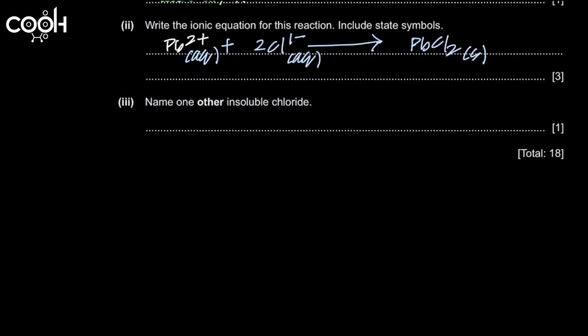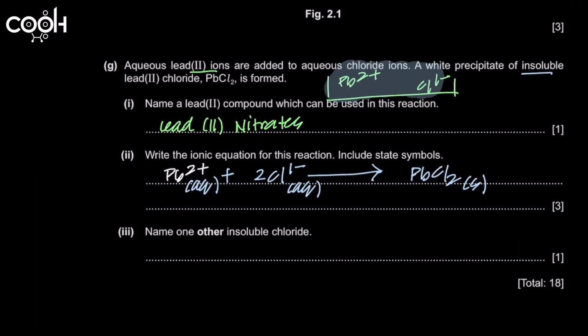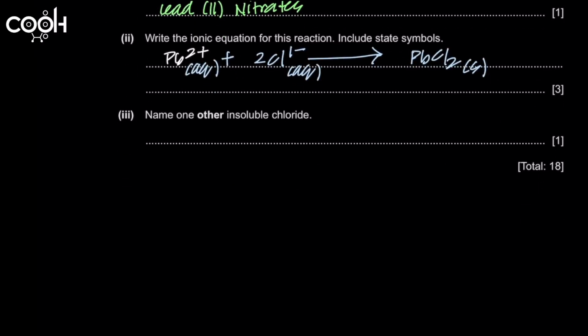It says, name one other insoluble chloride. Well, we've studied our solubility rules. All chlorides are soluble except for LMS: lead, mercury, silver. So you could write either or, right? You could write silver chloride, or you could also write mercury 1 chloride. Done and dusted.